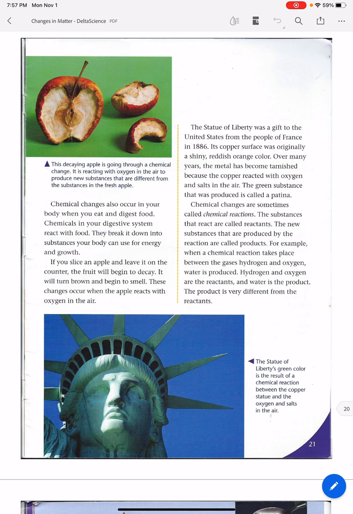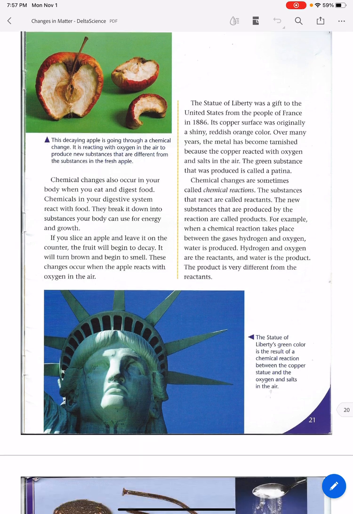The Statue of Liberty's green color is the result of a chemical reaction between the copper statue and the oxygen and salts in the air.